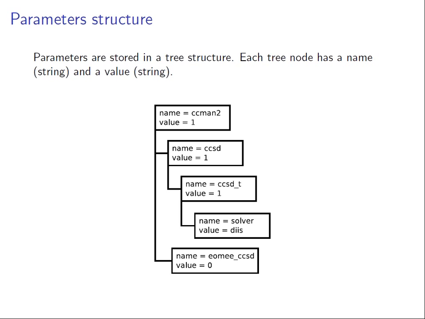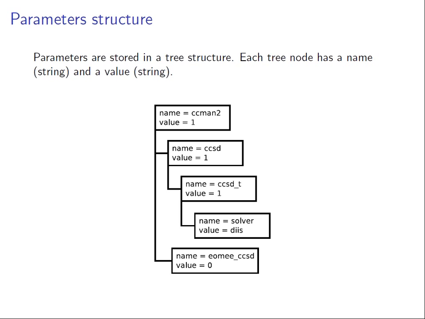These squares are tree nodes, and to each node we assign a name, so it's kind of the label of the node, and it's a string, and then the value. This data structure allows us to create a hierarchical way of representing the parameters. And in this particular picture, I have CCMAN2, which is the root of the tree, so a single top-level node. We assign just a value of 1.